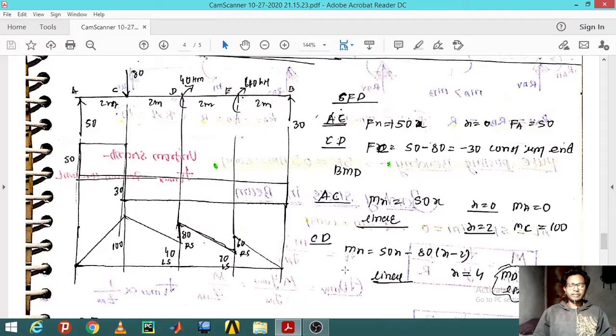Here we are going to discuss one simple example where we have taken some point load as well as a moment acting in between that beam. With respect to this kind of moment and point load, we have to verify the diagrams.